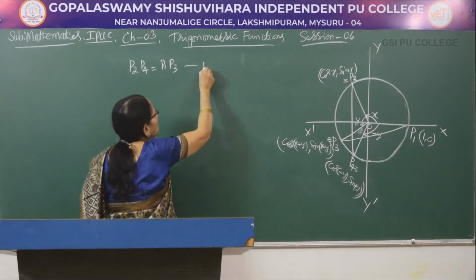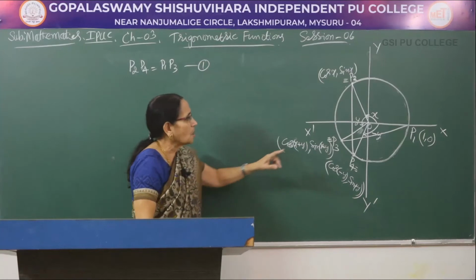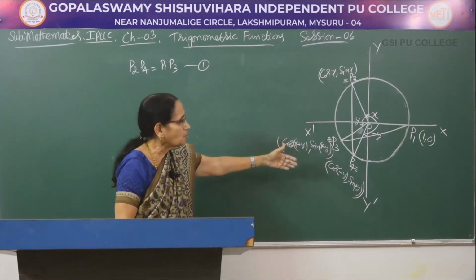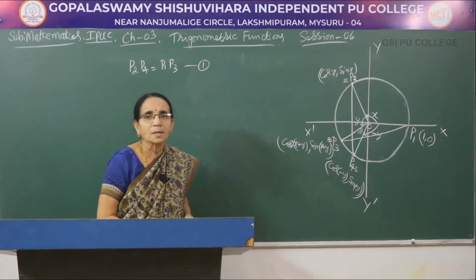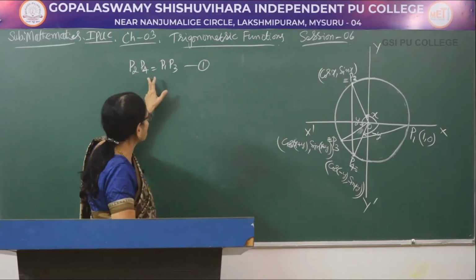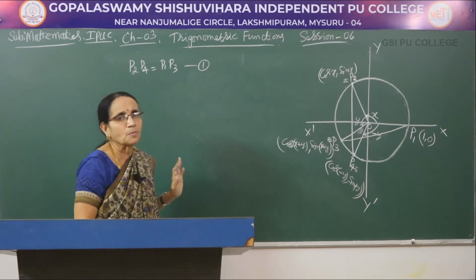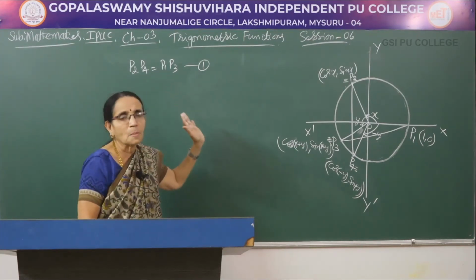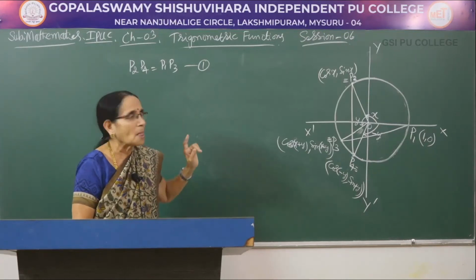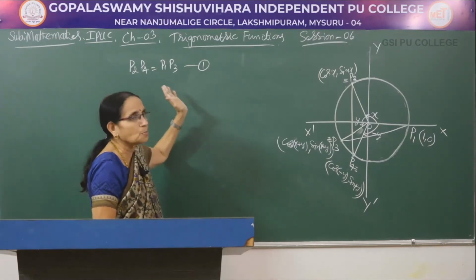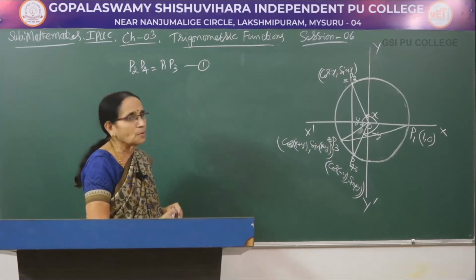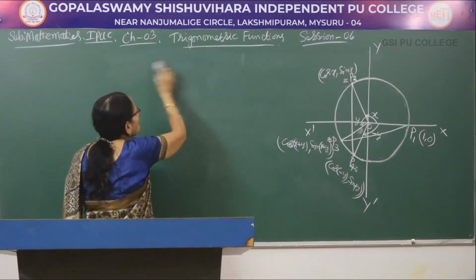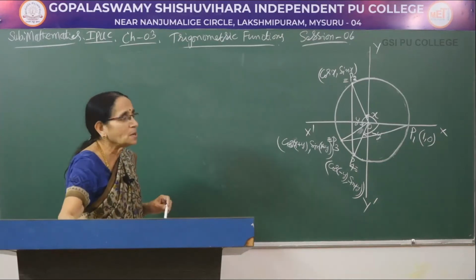You can give a number for this one. P1P3 is the remaining side of the first triangle, and P2P4 is the remaining side of the other triangle. So, P2P4 is equal to P1P3. Our problem is solved when you find the values of them and substitute in this relation. So, P1P3 equals P2P4. I have taken it as number 1. Now, let me calculate P1P3.